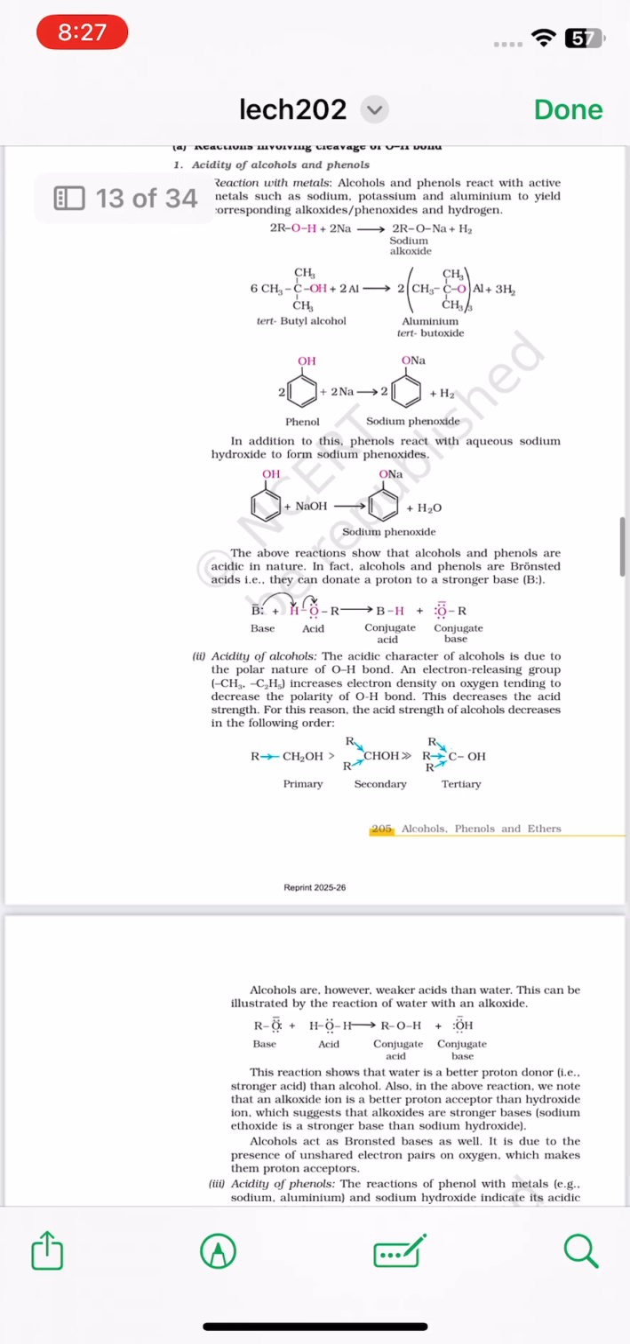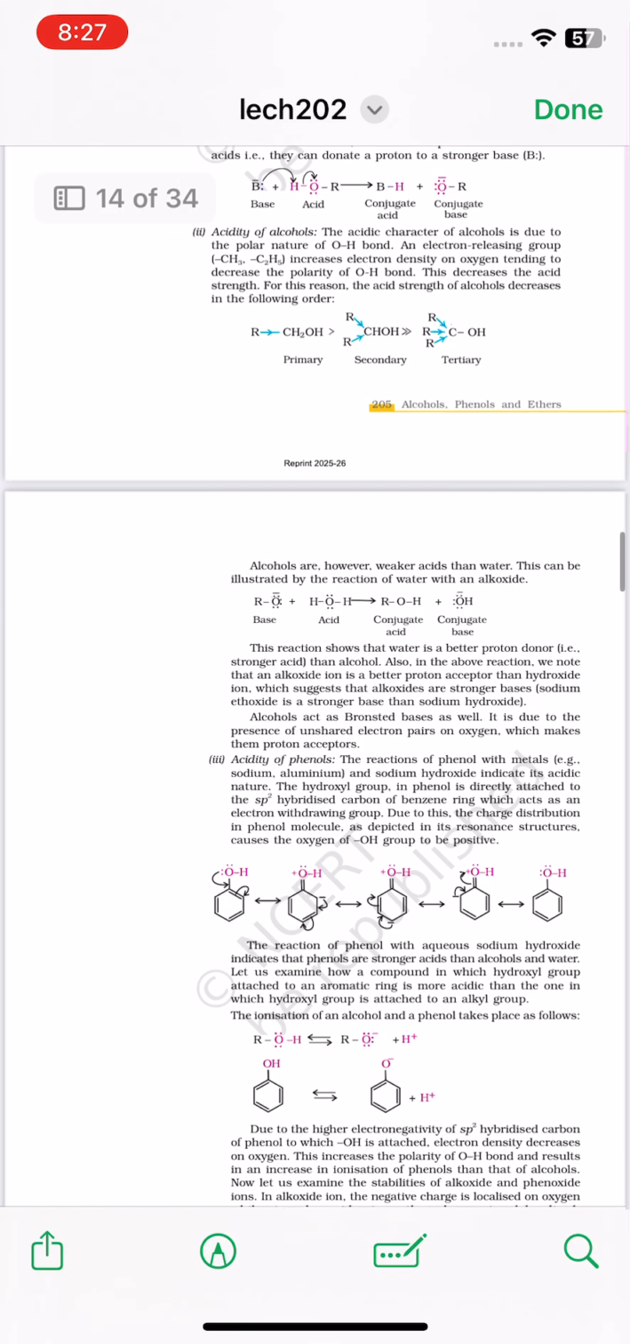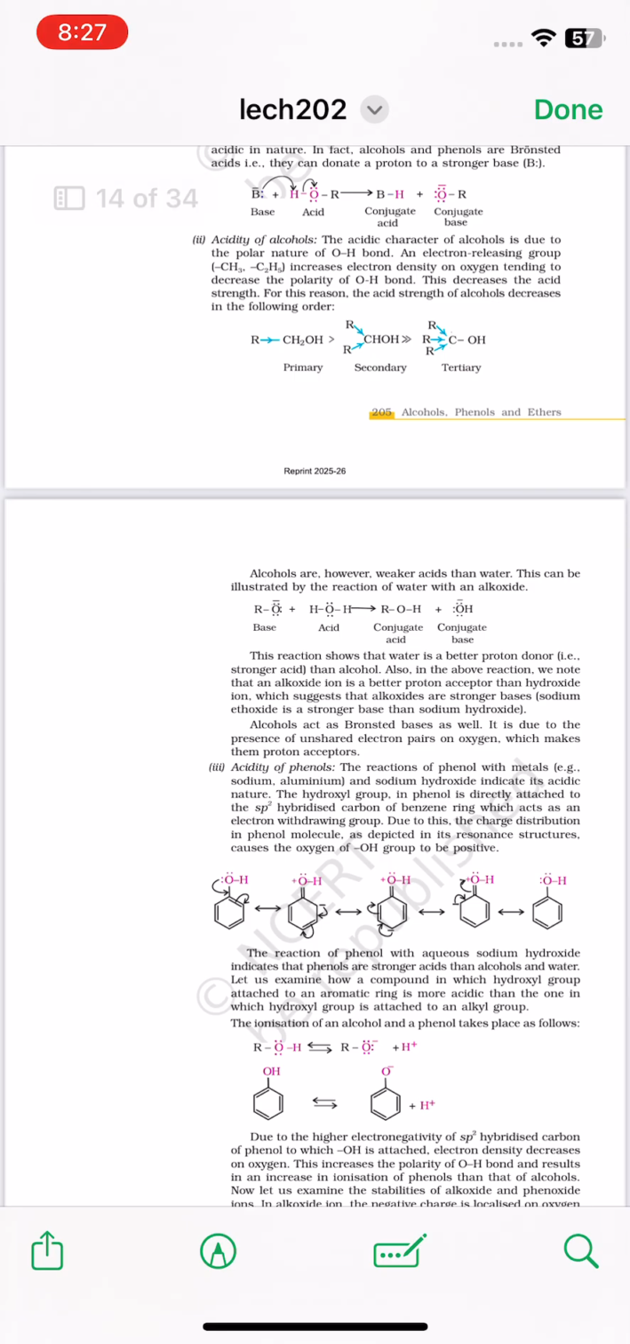Second, acidity of alcohols. The acidic character of alcohols is due to the polar nature of the O-H bond. An electron releasing group such as CH3 or C2H5 increases electron density on oxygen, tending to decrease the polarity of the O-H bond. This decreases the acid strength. For this reason, the acid strength of alcohols decreases in the following order.